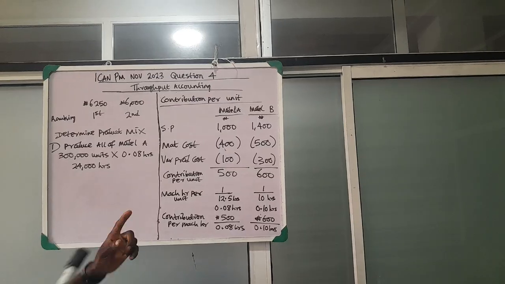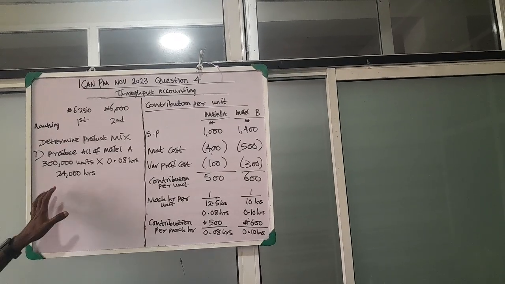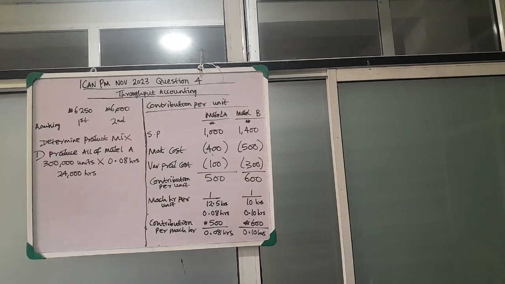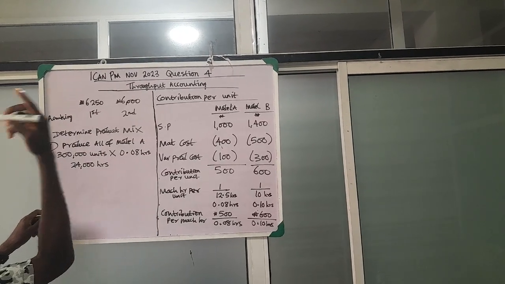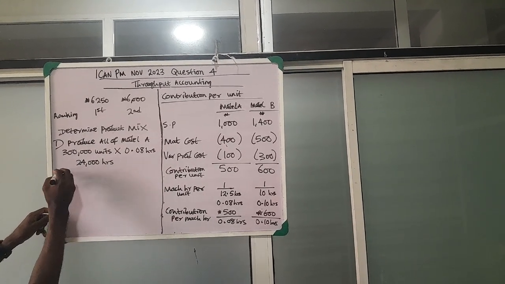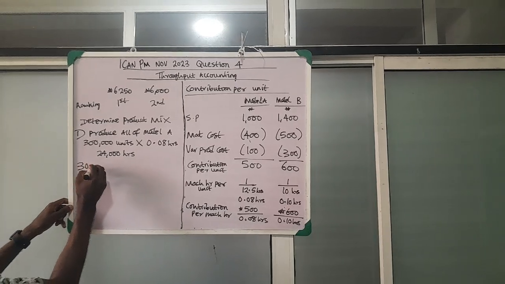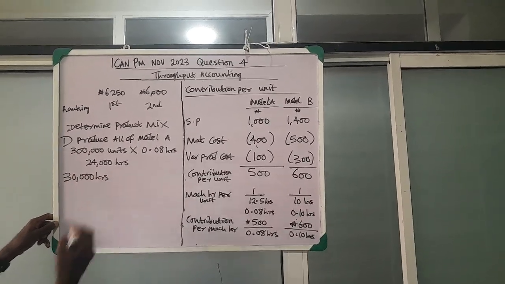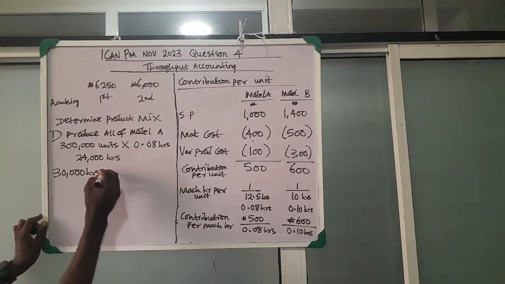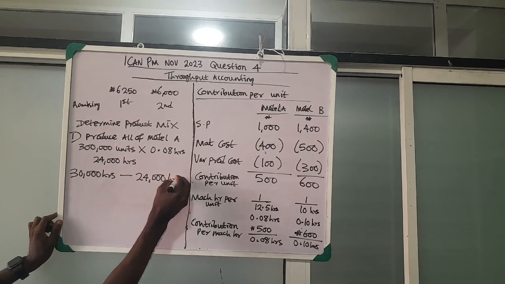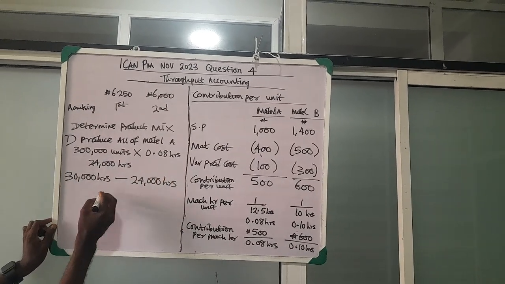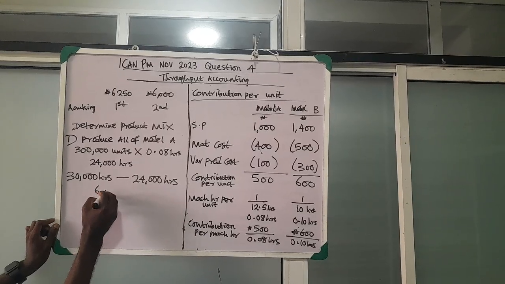Then the remaining that we have, we are going to allocate to model B. Now, what is the balance? If I'm using 24,000 hours to produce model A, then what will be left? Remember, we have 30,000 hours available. So 30,000 hours minus the 24,000 hours we have used in producing model A, we'll be left with 6,000 hours.